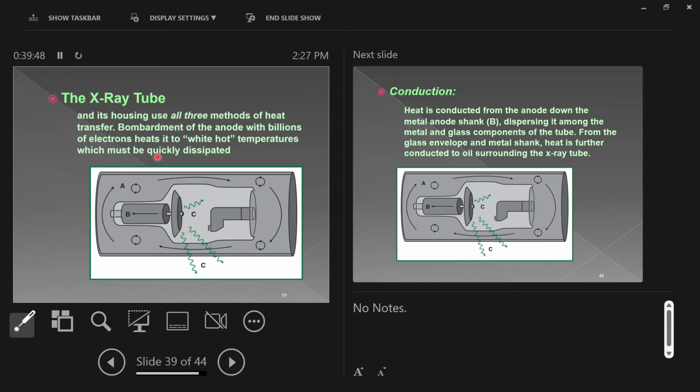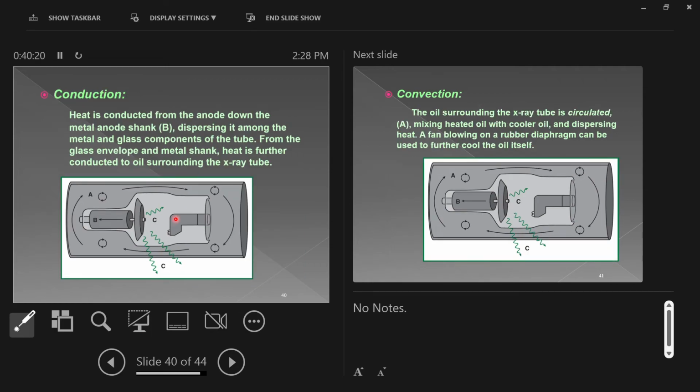The anode is bombarded with billions of electrons. That's how we make X-rays. We run a bunch of electrons into this disk. When they hit the disk, they slow down. You learned that when an electron changes position or momentum, it emits an electromagnetic wave. So those electrons are traveling fast, they hit a wall and slow down, and X-rays come out of that. So billions of electrons heat the anode, and that heat needs to dissipate.